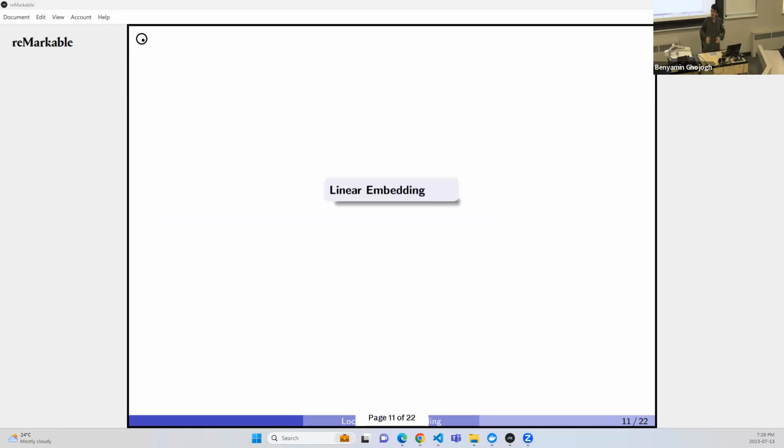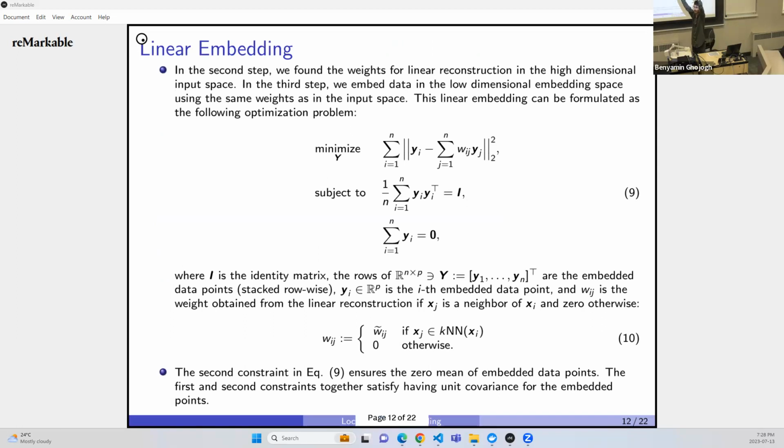Okay. Now we go to the third step of LLE. So the second step of LLE is also over. What do we do? We found the weights for linear reconstruction of the points in the input space. Now we use the same weights for embedding in the low dimensional embedding space. So in the third step, we embed data in the low dimensional embedding space using the same weights as in the input space. Okay, so this was the idea.